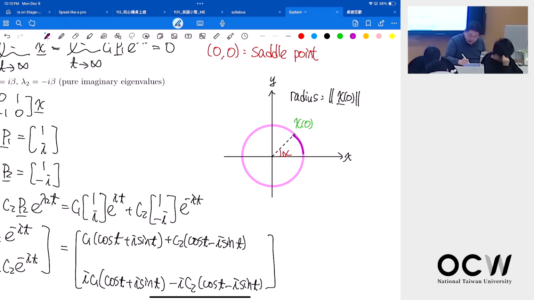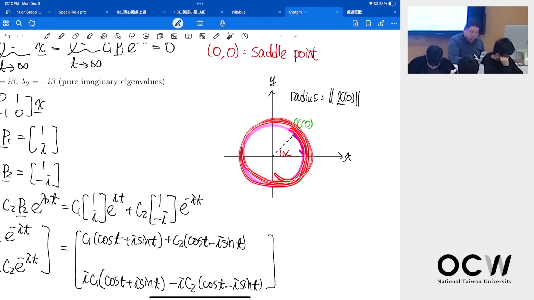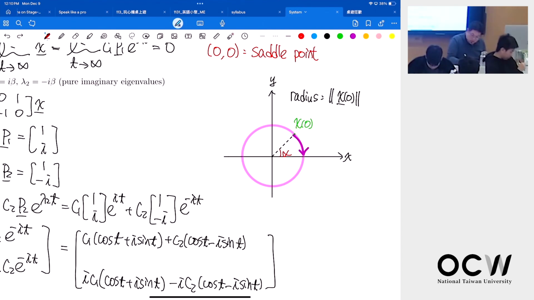Can you say it is stable or not? But they just move around in a circle. So we call this origin a marginally stable point.